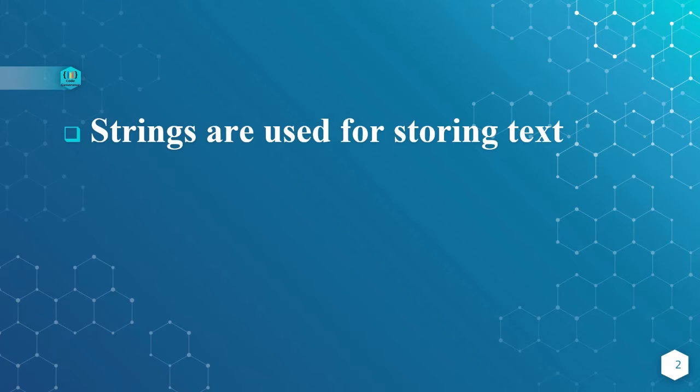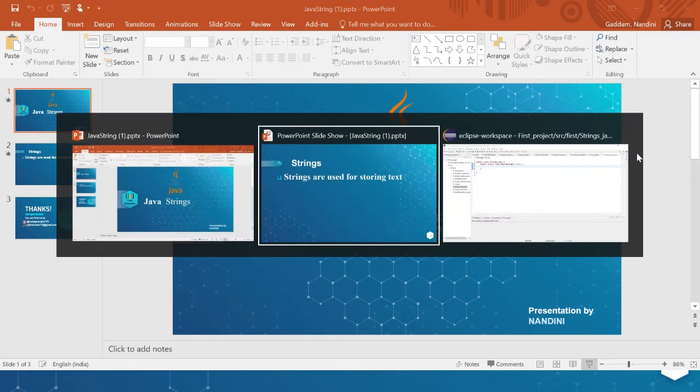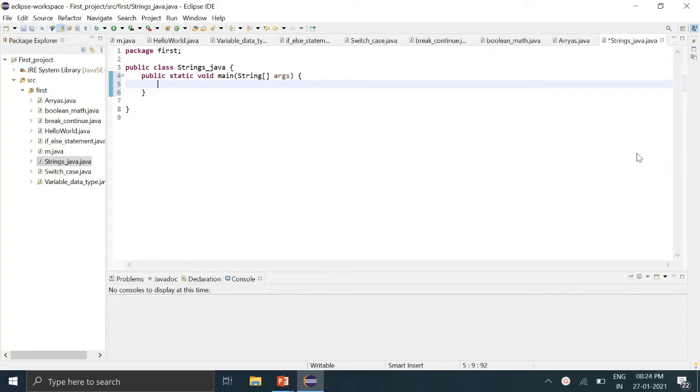So let's begin with the strings. Strings are used for storing text. A string variable contains a collection of characters surrounded by double quotes. Let's see each and every small thing about strings, so please watch this video till the end so that you can see everything about strings in Java. First of all, how to create a string in Java.